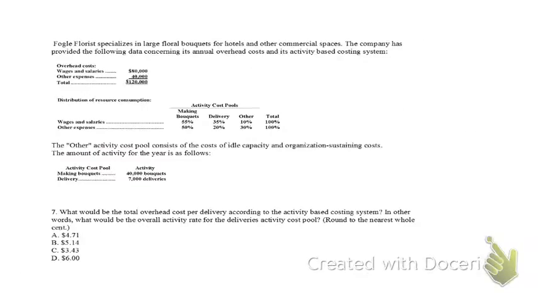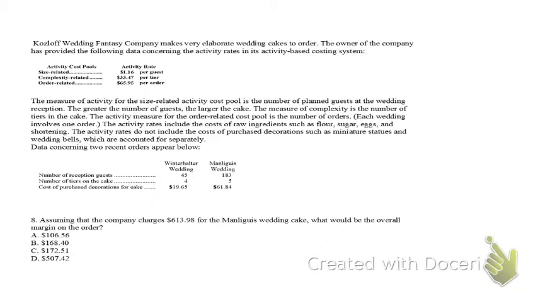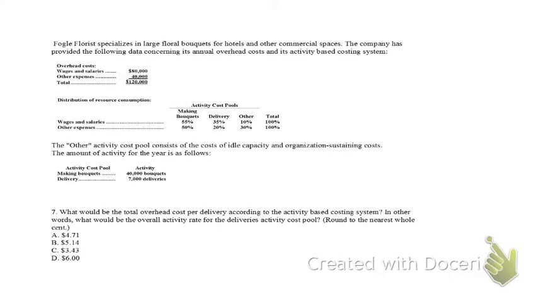Moving on to question number 4. This is question number 4, and this is on Fogel. Once again, the other activity pools are down there. What would be the total overhead cost per delivery? So I'm looking for the overhead cost per delivery.